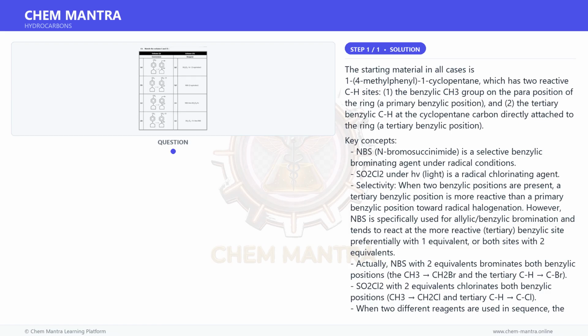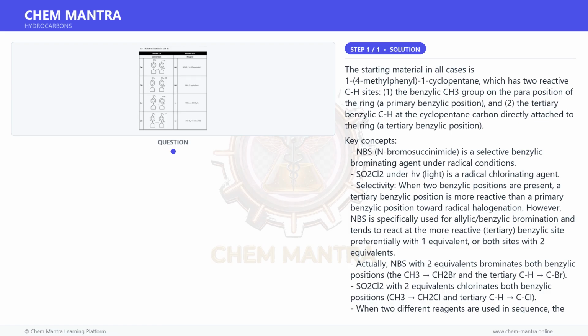Tertiary position brominated first, NBS is selective for the more reactive tertiary benzylic CH, then Cl2, hv chlorinates the remaining primary benzylic CH3. NBS first, then Cl2, hv. Match R. Why other options fail?